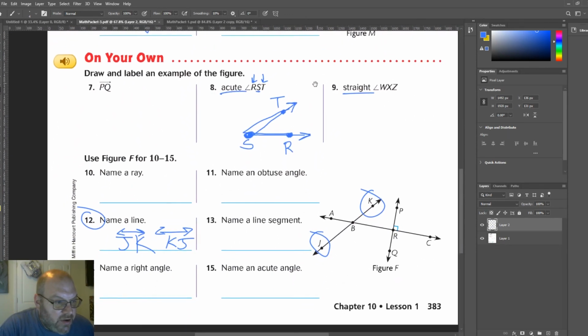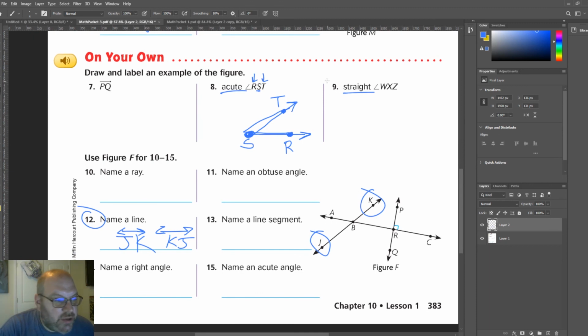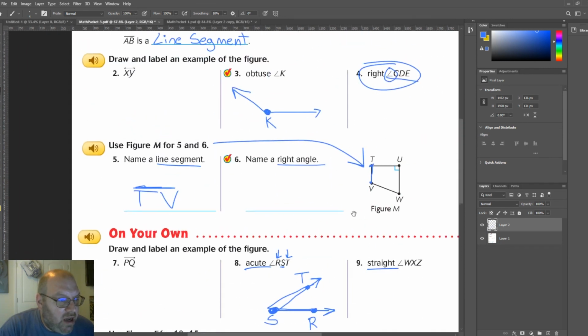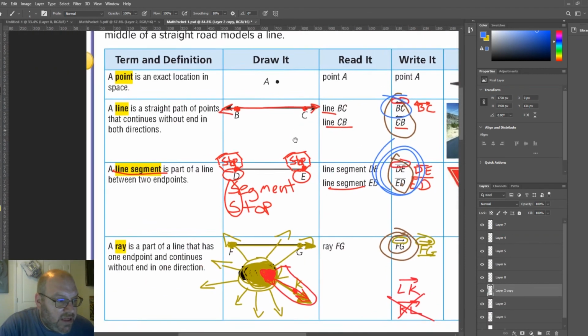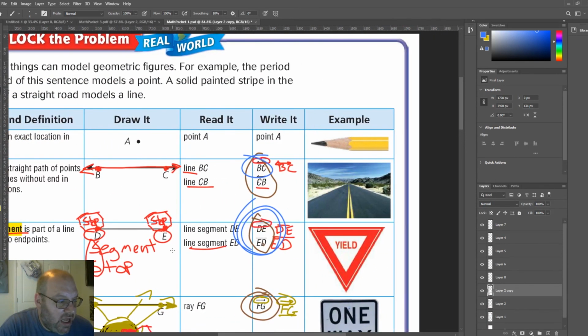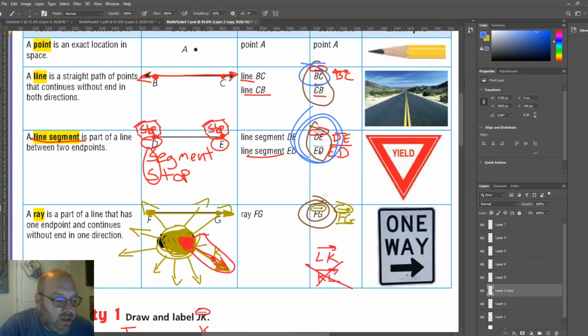This, I need you to either scan in, take a picture, do something with it. That is it for now. If you have any questions, let me know. You can go back through the video and see everything I did, starting with the point, line, line segment, ray. The only thing with ray is, remember, there's a point and then it extends out, and you cannot flip-flop the letters in a ray. So that's the main thing with the ray.